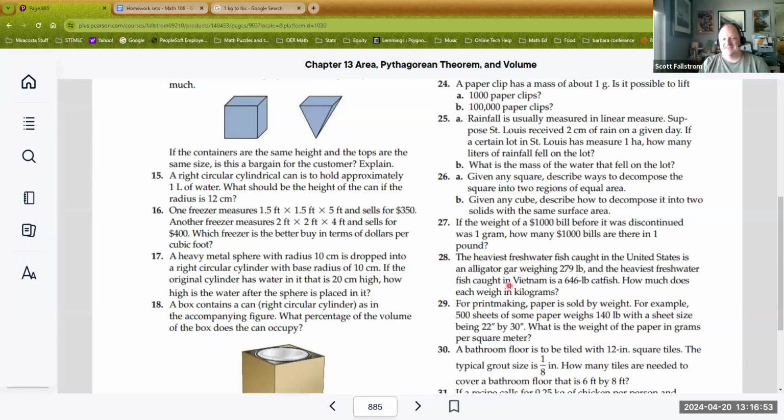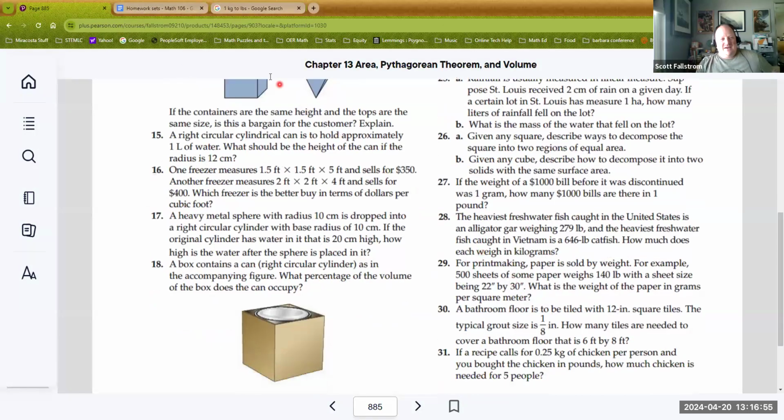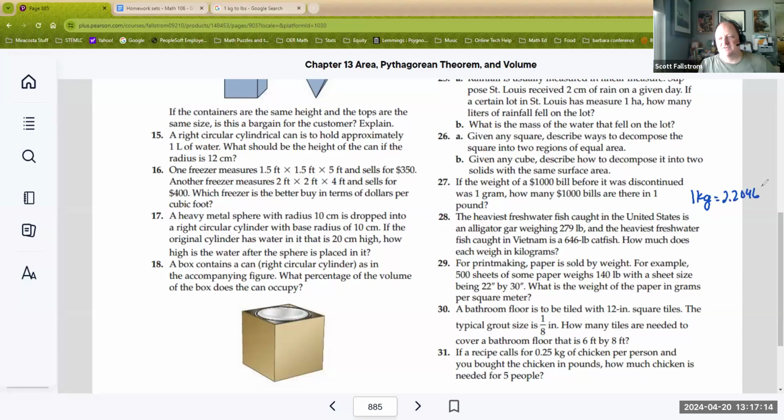All right, 27, 28. Let's see here. Oh, this is just converting pounds into kilograms. So again, we're going to use 2.2046. I'll put that on the test as well. I'm not asking you to memorize it. So 1 kilogram is 2.2046 pounds.